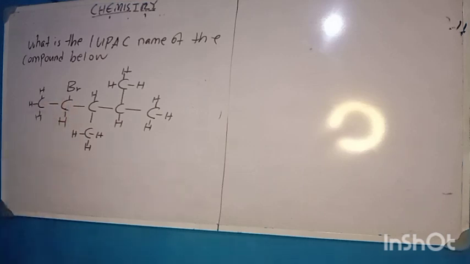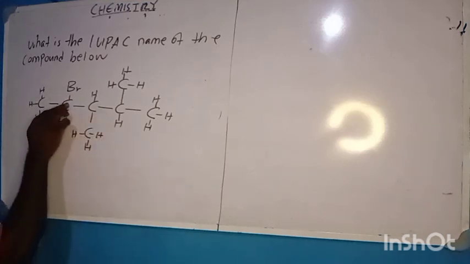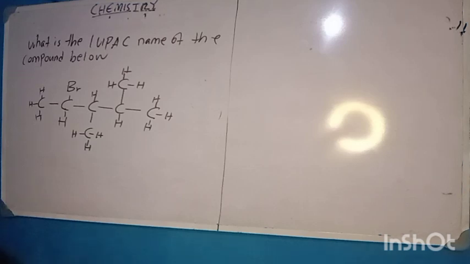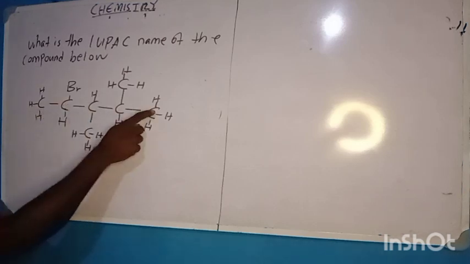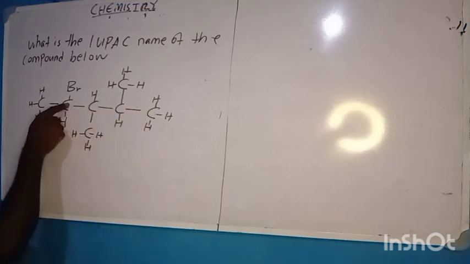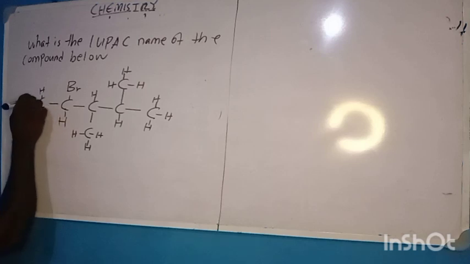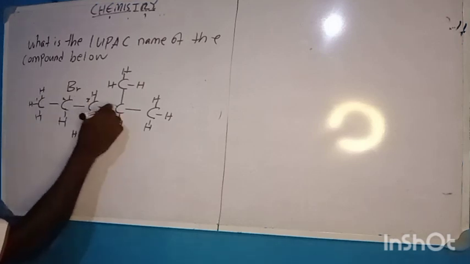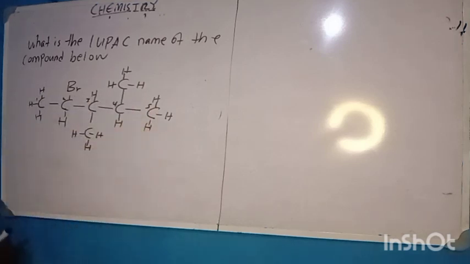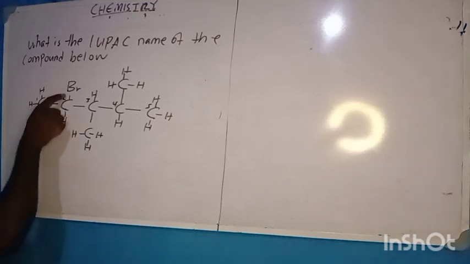And then you now locate the shortest distance to the halogen here. So what is that? Bromine. We have a bromine atom here. So the shortest distance to this: if you start counting from this side, you reach bromine at a far distance. But if you start from here, you reach it earlier. So you say this is 1, 2, 3, 4, and 5, right?